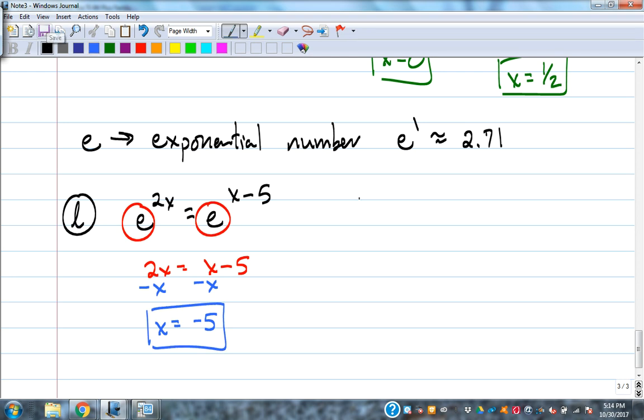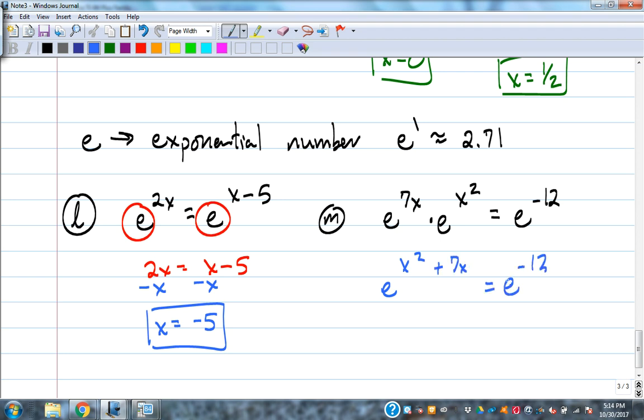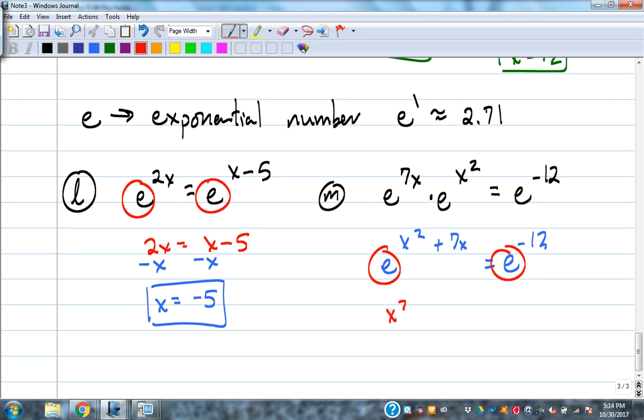And they try to get a little fancy with us here and go this route. Absolutely. That's the exponent rule is add. So e to the x squared plus 7x equals e to the -12. And then we know, oh, well, the bases are the same, so get rid of them. And we have x squared plus 7x equals -12. And we got another quadratic to work on.